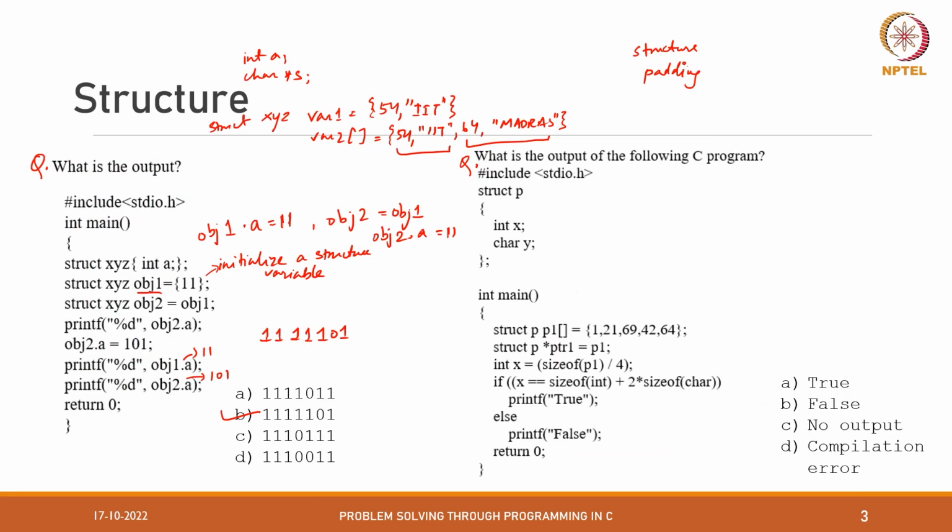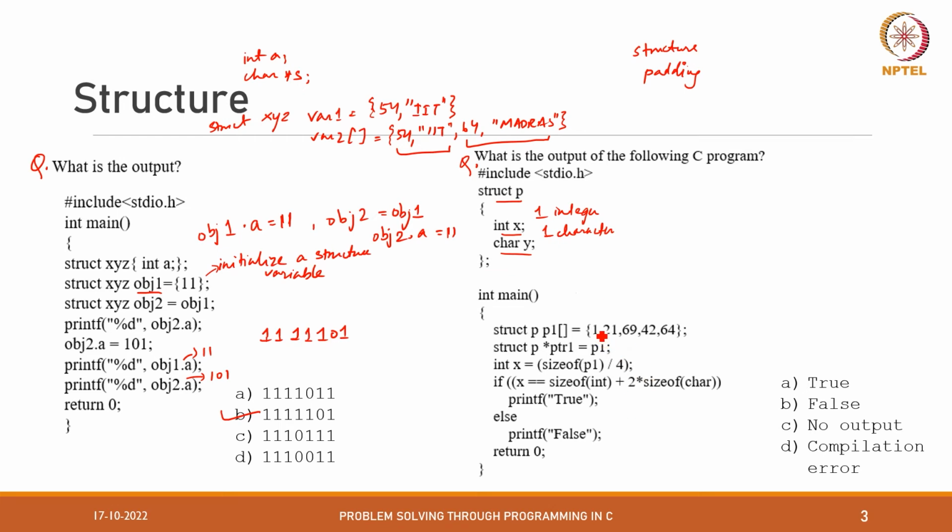Okay, so let me go back to this question now, about structures. Here we have a structure of type struct P, and it has two members: int x and char y. So one integer and one character. Now I'm defining an array of this type, struct P, like I said, the way I can define arrays here.